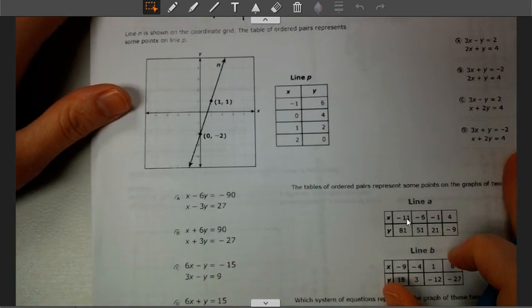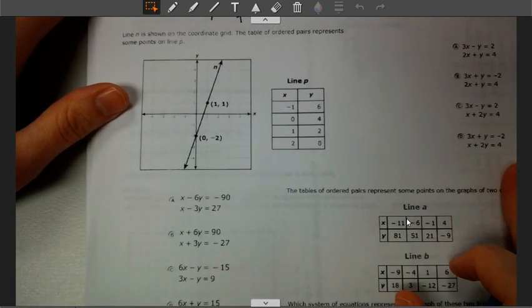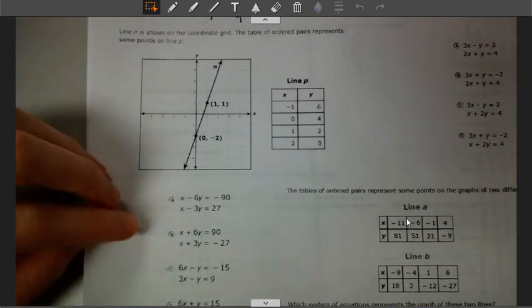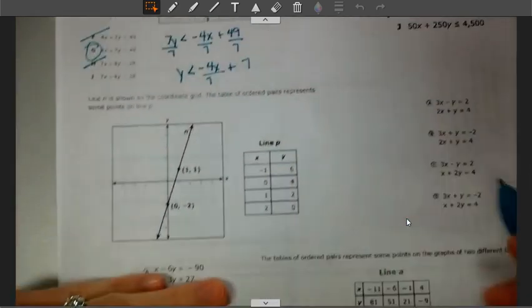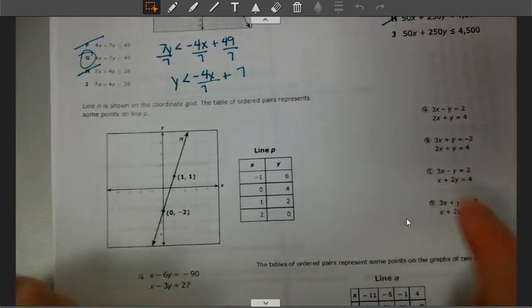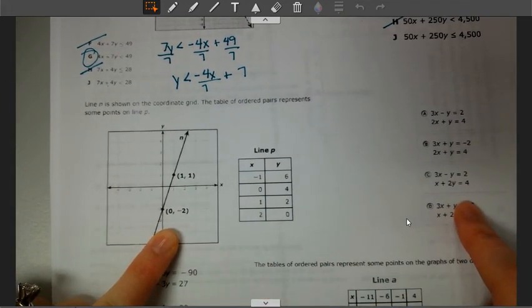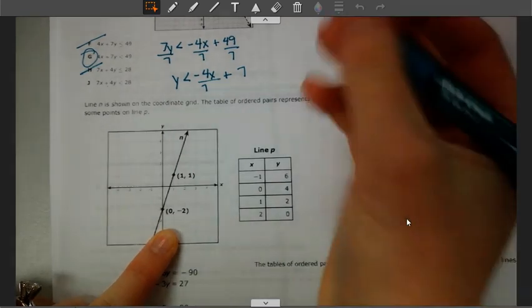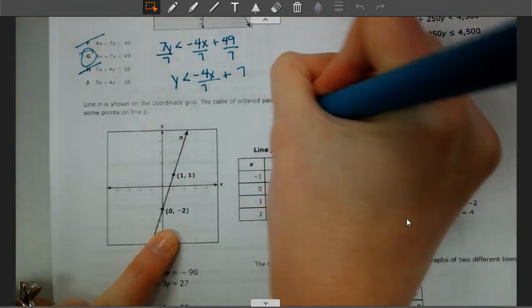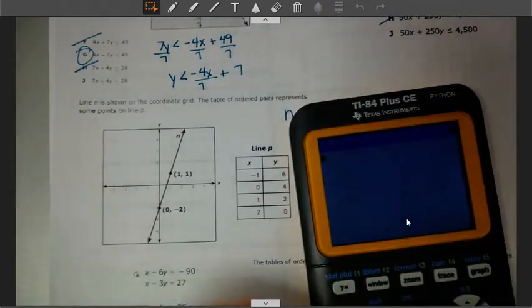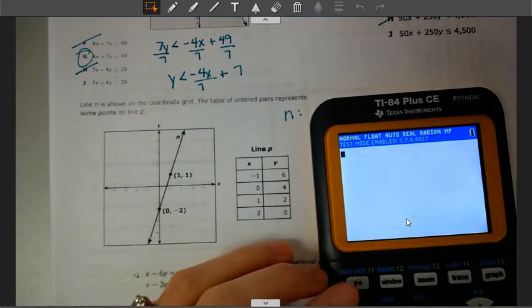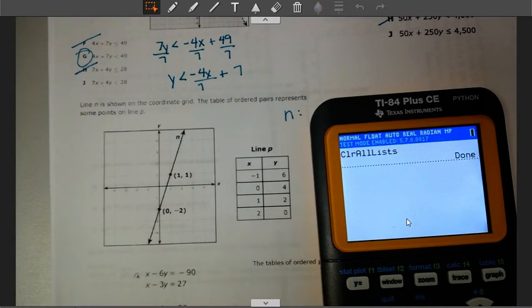Line N is shown on the coordinate grid. The table of ordered pairs represents some points on line P, and basically it's these answer choices. I want to know which system represents this. Well, we just finished the linear regression unit. Can I put them in the table and get my equation in slope-intercept form? Yes, absolutely. So we're going to do line N first.